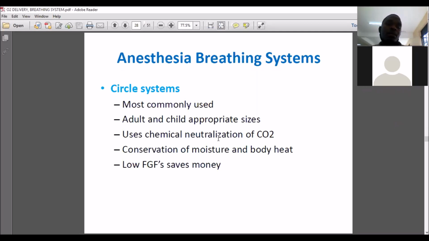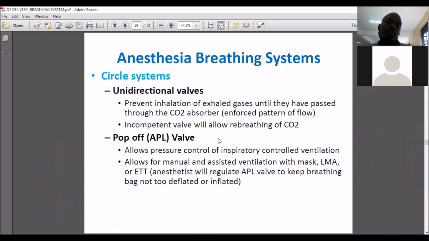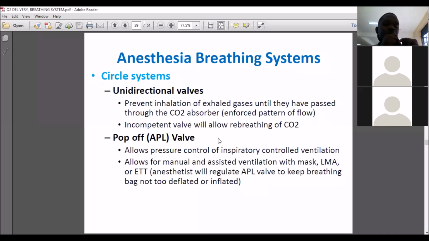The circle systems are more of the semi-closed. Okay, we are together. It's more of a semi-closed system. Then the unidirectional valves prevent inhalation of exhaled gases until they have passed through the carbon dioxide absorber. Incompetent valves allow the rebreathing of carbon dioxide. What you've breathed out can come back, okay? They just do that.